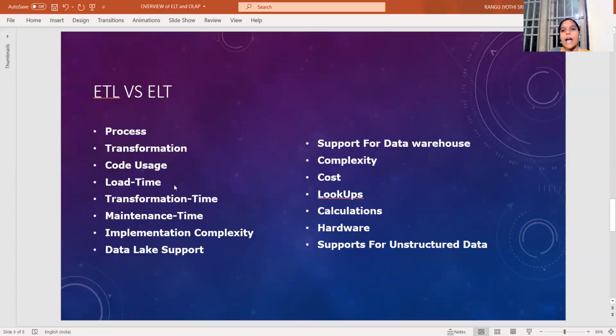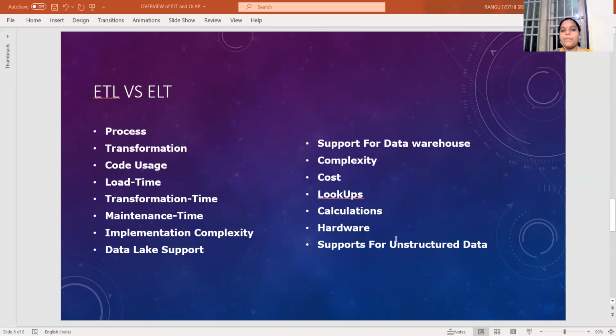So far we have seen what ELT is and what ETL is. Let us understand the major differences between ELT and ETL. Now I am going to discuss each parameter. There are 14 parameters in total, and I'm going to clearly explain how each parameter is different in ELT and ETL. The first parameter is process. In the process way, how does this make the difference?